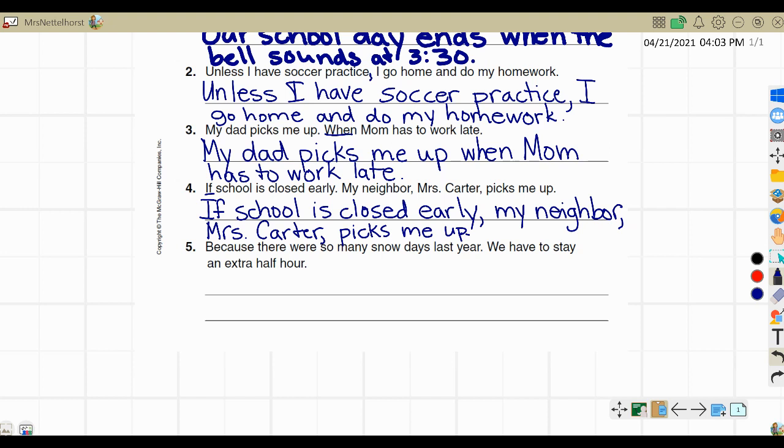Okay, let's look at number 5. Because there were so many snow days last year. Okay, more info? Doesn't sound like it. We have to stay an extra half hour. That is a complete sentence. We as the subject, have to stay an extra half hour is the predicate. In our first sentence, actually this one's confusing. Snow days are actually the subject and were is your predicate, but you have the word because at the beginning. Don't worry about the construction of that sentence. That's not a good one for third graders to have to analyze. It's not even a good one for a third grade teacher to have to analyze, to be honest with you. So capital B on because.